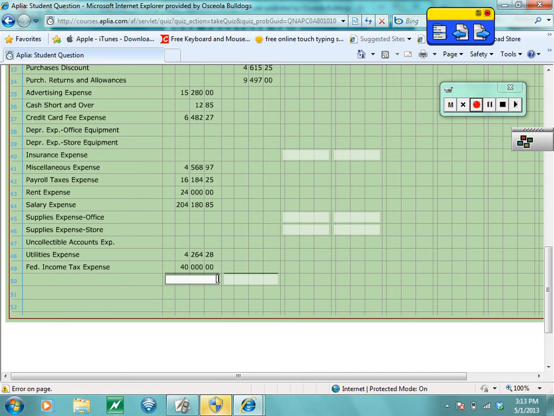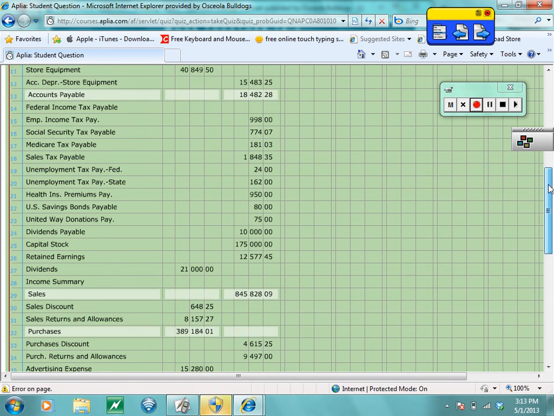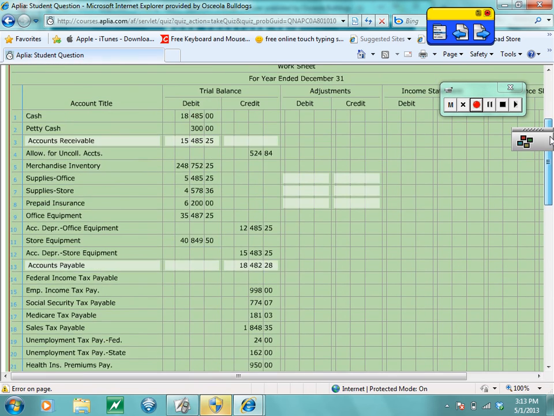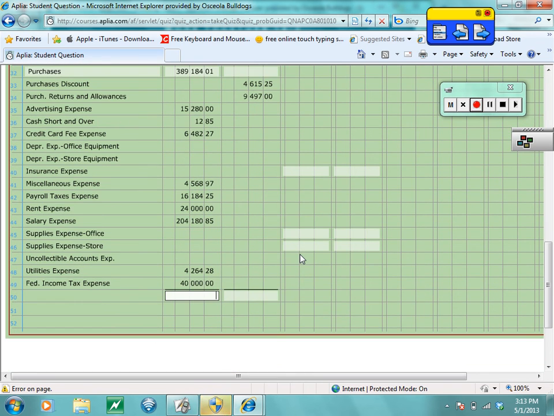I don't think we need to go through. Could you move the mouse up and down? Through all these right here in the trial balance. You add them up. You come down to the bottom. And you would get that number right there. You want to type it in?